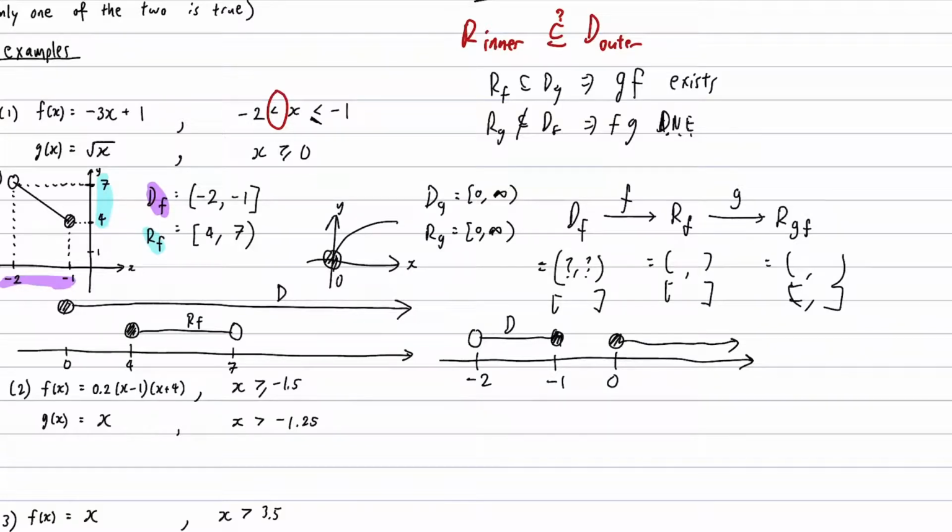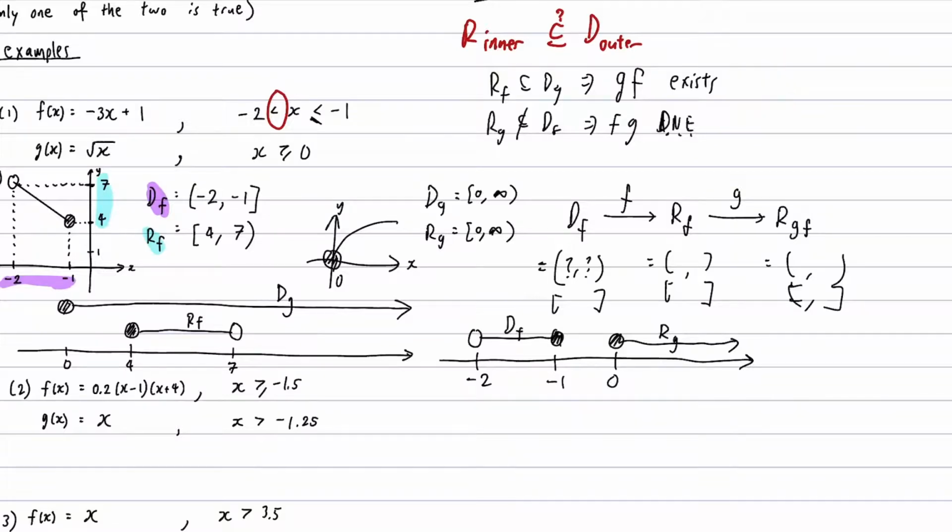Did I do something wrongly? It should be DG, sorry. Then this should be the range of G, and this should be the domain of F. Then you can see that the range of G is not a subset of the domain of F. This one is not contained inside that one. They're totally separate, so that's why we say it's not a subset. I hope this part is clear. Then therefore this one exists, that one does not exist.